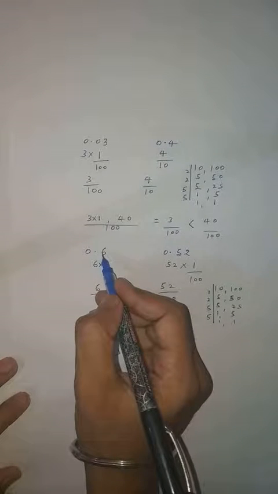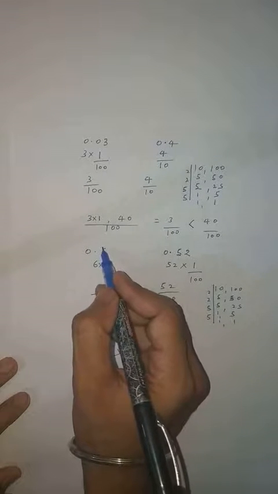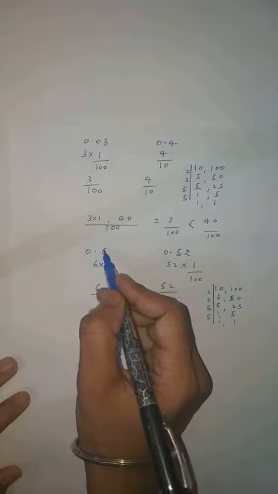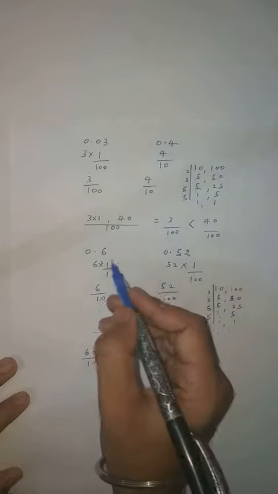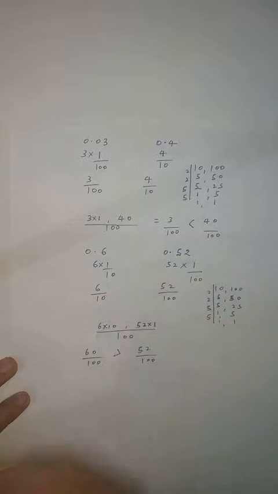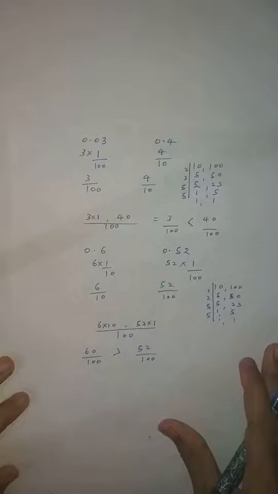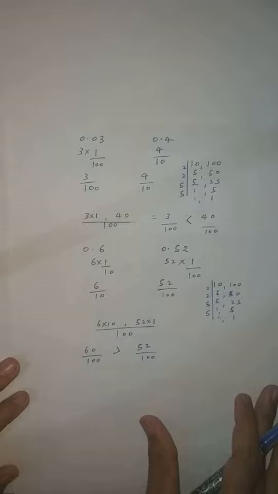Then after the decimal what you will do? After the decimal you will see the first digit. Here the first digit is 6 and here the first digit is 5. So easily you can say which one is greater, student? This one is 6, so this is greater. Clear na? If you have to find the answer immediately, you can do it this way.